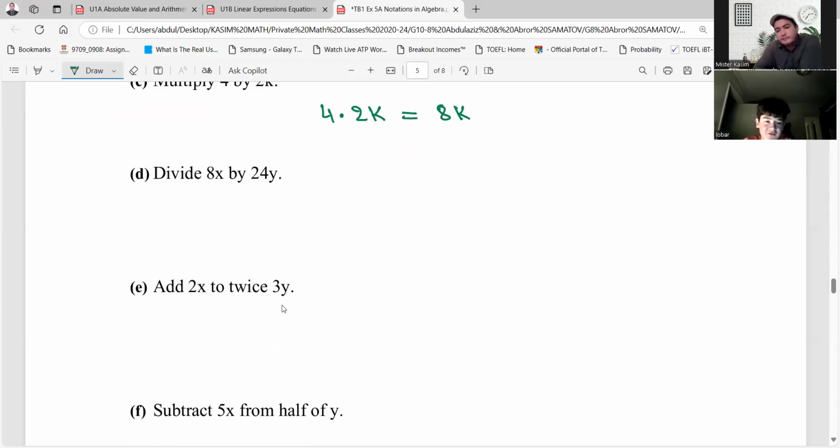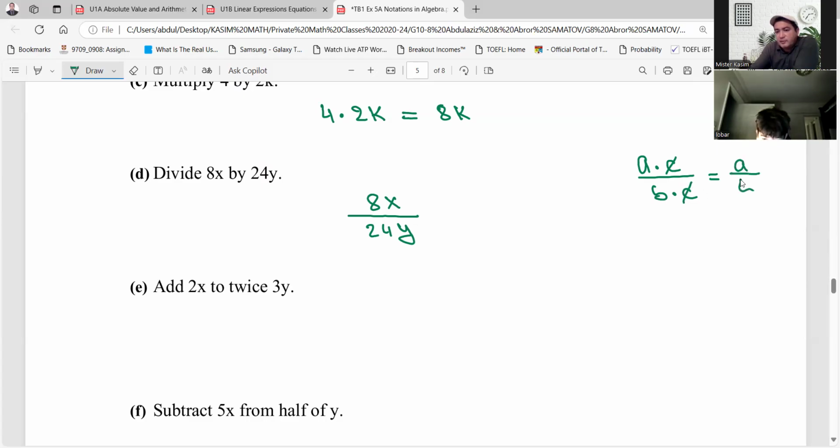D. Divide 8x by 24y. So we are dividing, right? 8x divided by 24y. Okay, that's it. But can we simplify this, Abror? This 8x over 24y. You know in the fractions, Abror, if you have something like this, a times c divided by b times c, right? So c is a common factor. We can cancel out the c's, right? That will be equal to a over b, right?